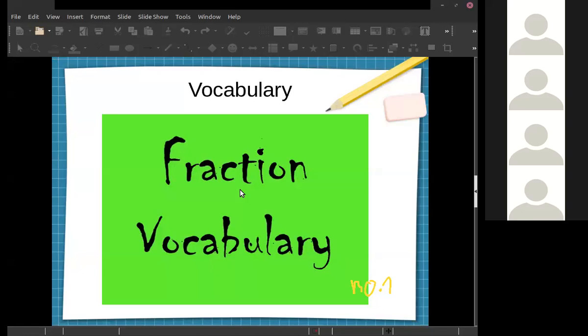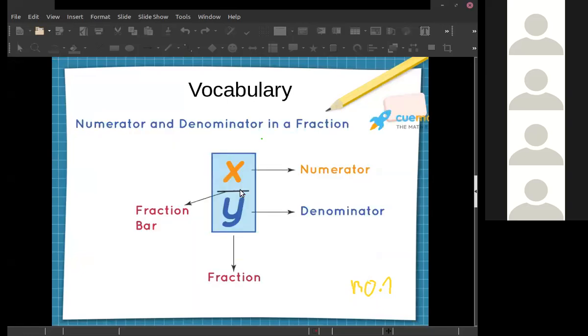In the fraction vocabulary, we start here with numerator and denominator. Numerator and denominator. You know the Thai vocabulary. Can anyone tell me what is the Thai word for numerator? Numerator is here in orange. What is the Thai word for numerator?